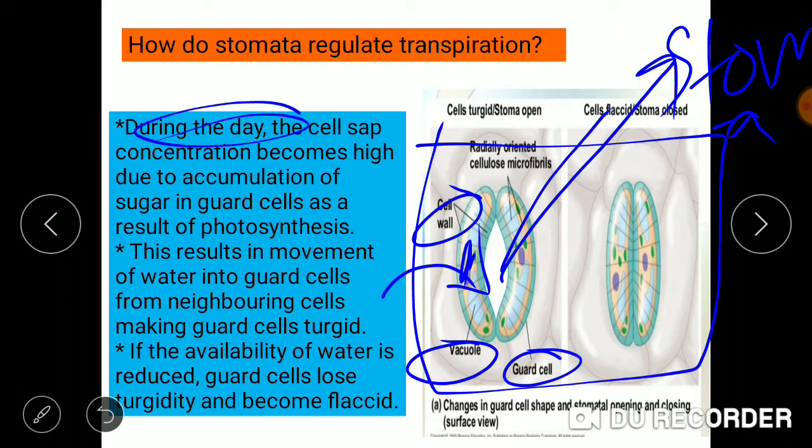But during the night time, or when the availability of water is reduced, these guard cells become very flaccid, and this leads to closing up of the stoma region, which avoids the exchange of gases as well as the removal of water in the form of water vapor. So when the cells are turgid, then transpiration can occur as the stoma is open, but when the cells are flaccid, the stoma will be closed and no transpiration can occur.